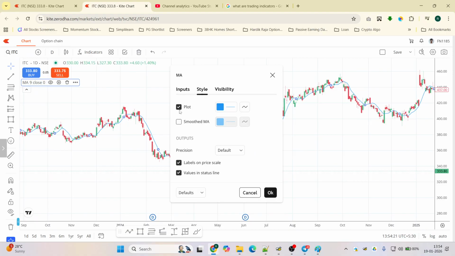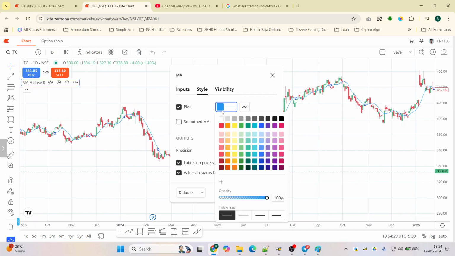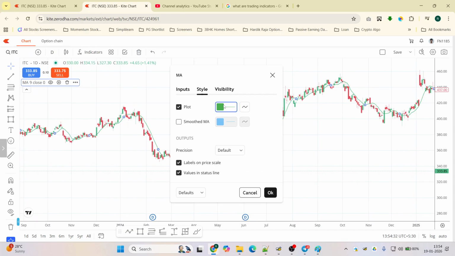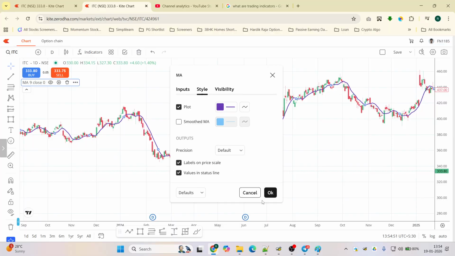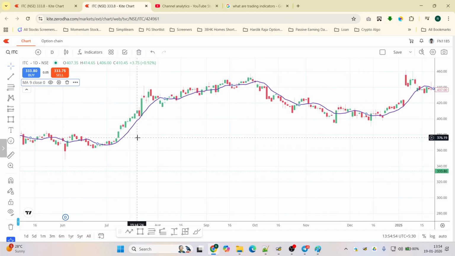If I go to the style, the plot is here, where you can turn the moving average on or off. If I click on this, I can select whatever color I want. For now I'm choosing this purple color. You can see this thickness; just observe the chart also, as I click on it, the thickness will be increased accordingly. Just for visibility, I am choosing the second point now. I'm clicking on OK. Now you can see a purple line, which I showed in Paint, going here.